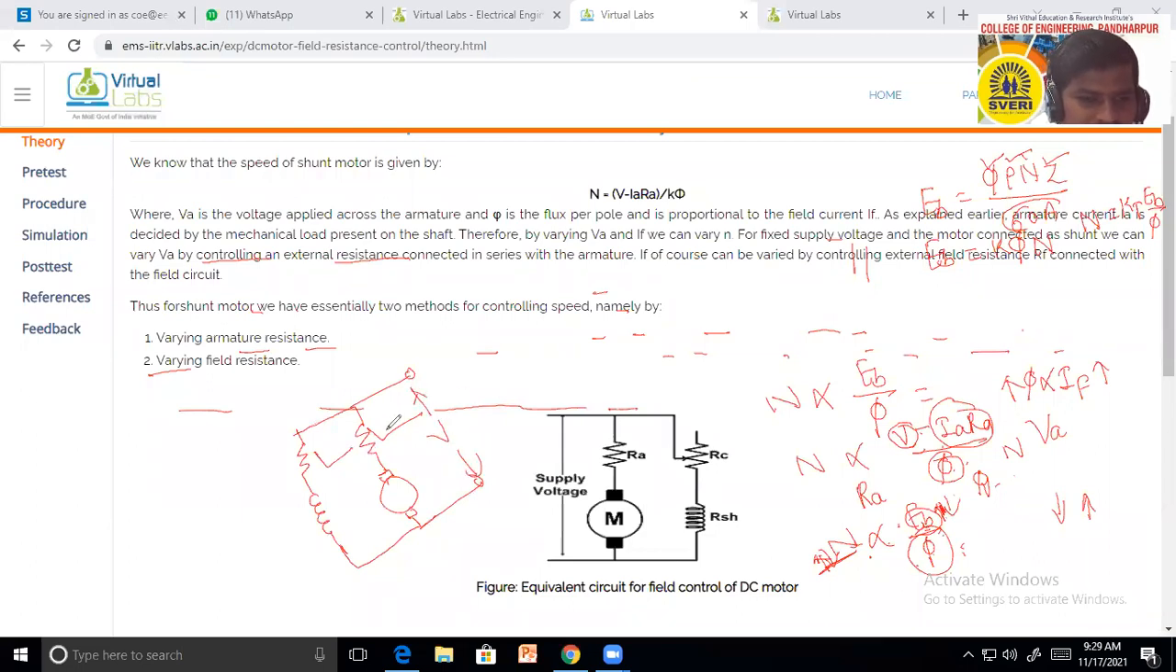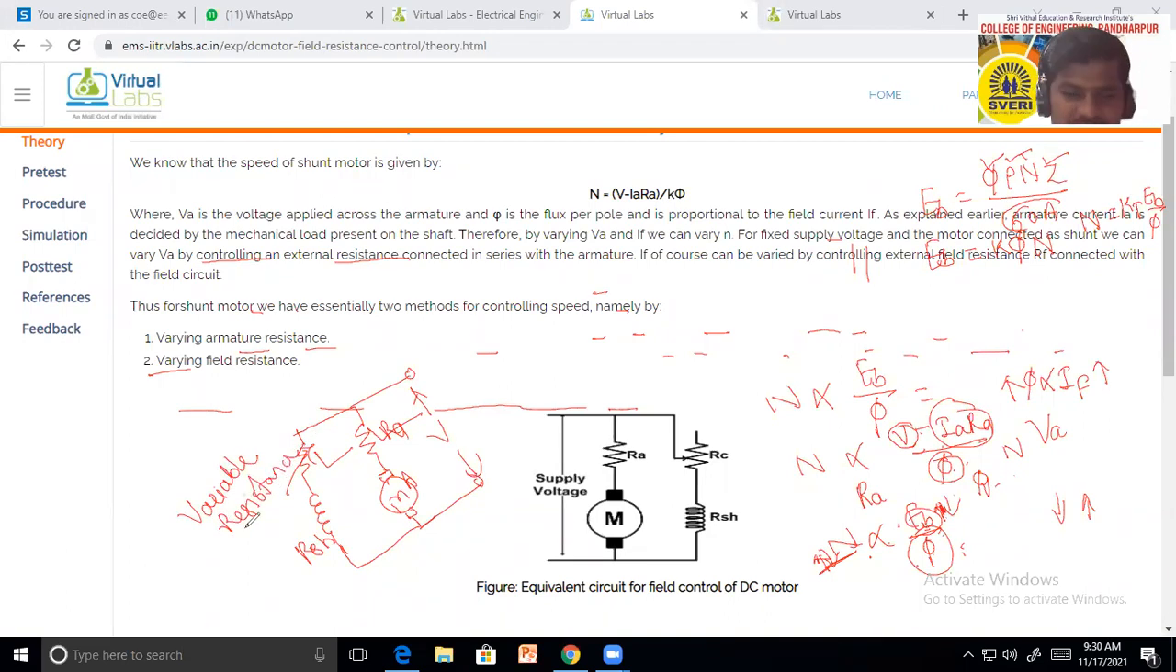See, here is the armature resistance, this is the armature of the motor. This is the field winding, that is the shunt field winding, and in series with that shunt field winding we are inserting one variable resistance. What are we doing? We are inserting a variable resistance. So this is the variable resistance.